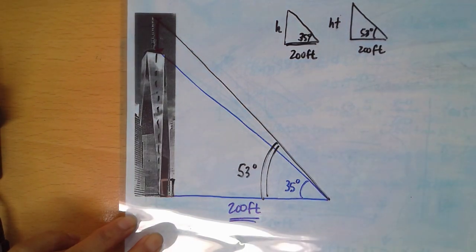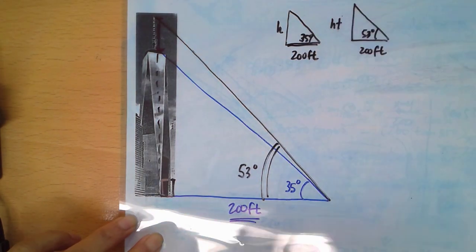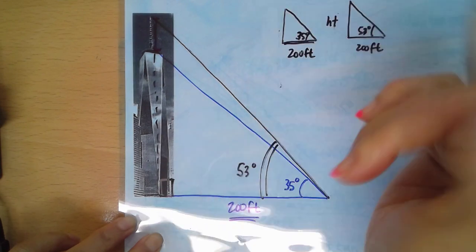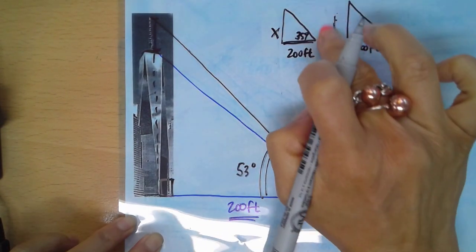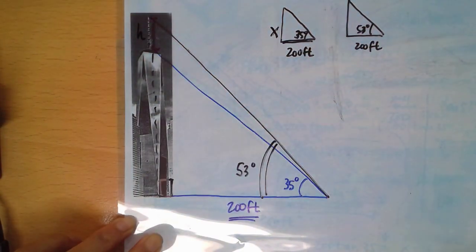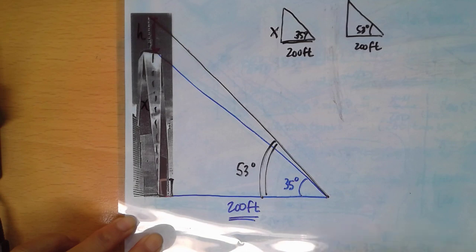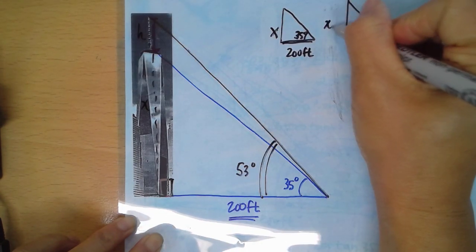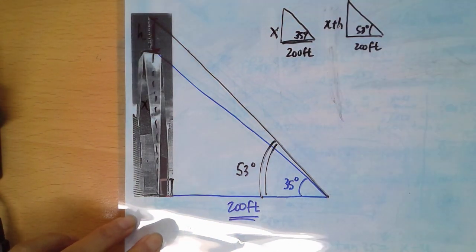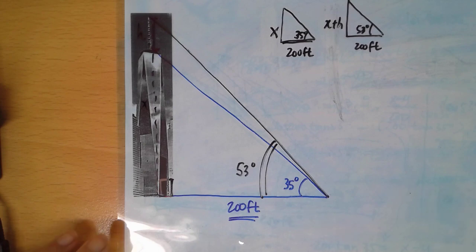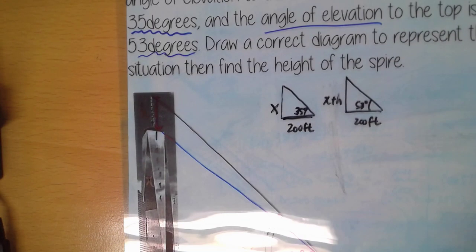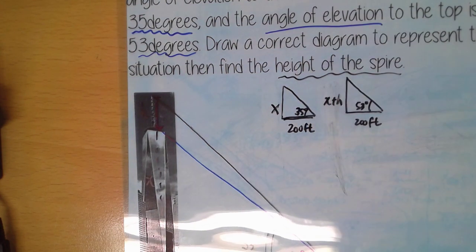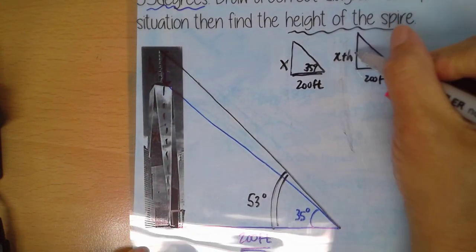What do you want to label this? Oh, you know what? Let's do this, you guys. Let's label this as X, the height of the building. And then let's label the spire as H, and the building is X, right? So this is going to be X plus H, okay? Let's do it that way. So the height H is what we're looking for because they want to know the height of the spire, okay? All right, let's keep going.